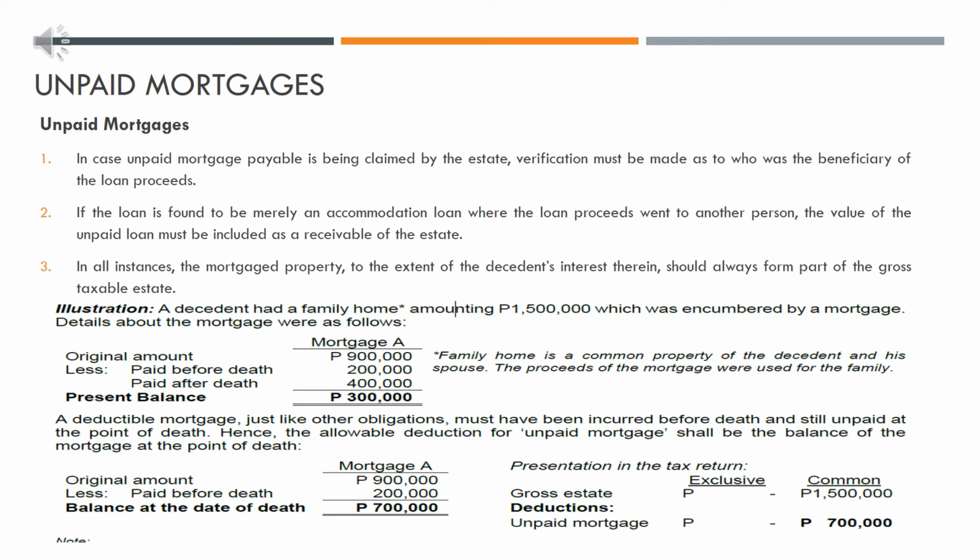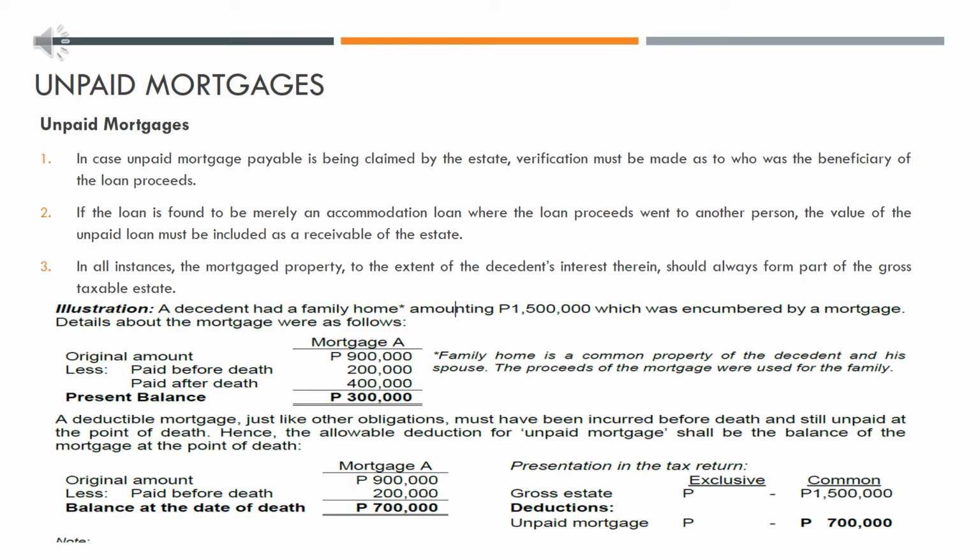Now, we have here an illustration. A decedent had a family home amounting to 1.5 million, which was encumbered by a mortgage, nakasecure pala, and a loan. So, ang original amount is 900,000. Okay? Less natin yung nabayaran before the death. So, that's 200,000. Okay? So, now, paid after death, 400,000. Yung present balance niya is 300,000. Now, for us to solve kung magkano yung deduction natin in the gross estate ng decedent, ayan.